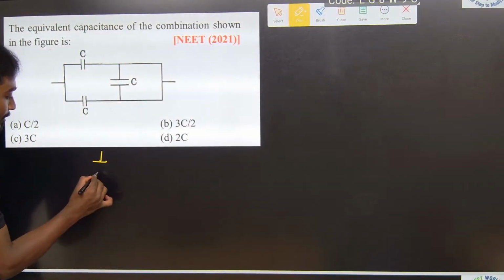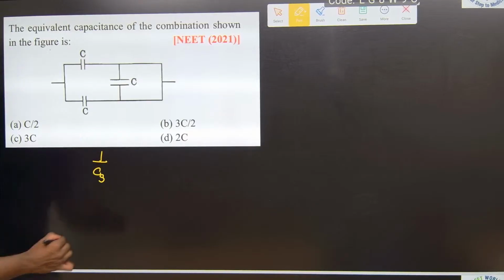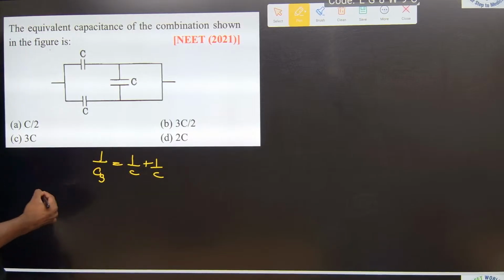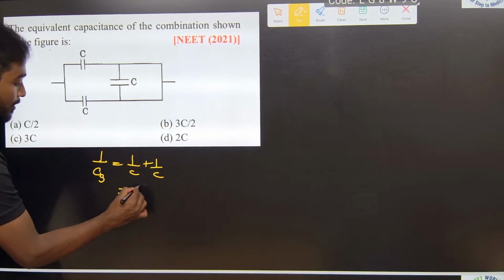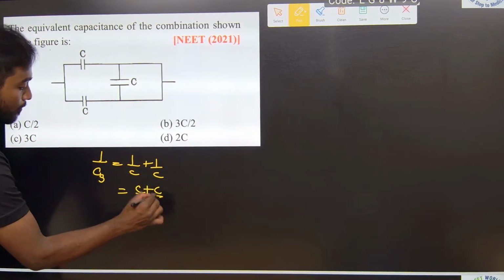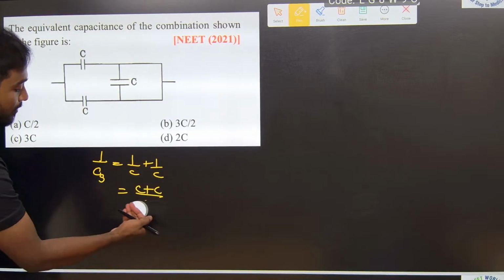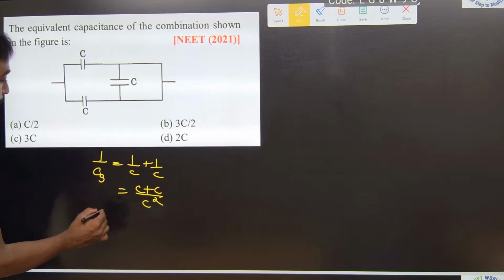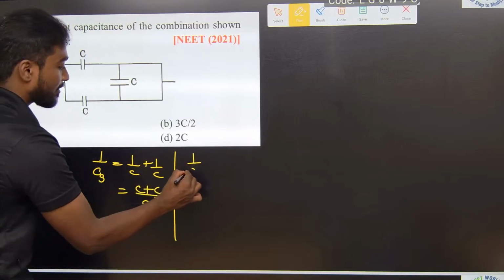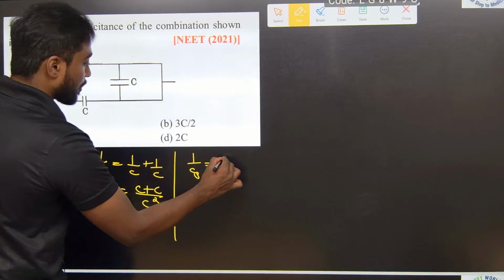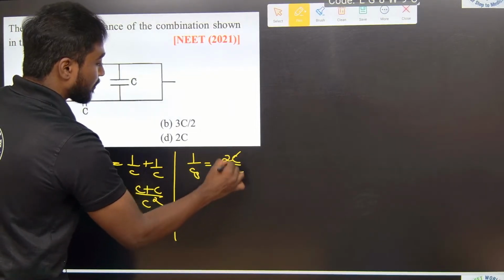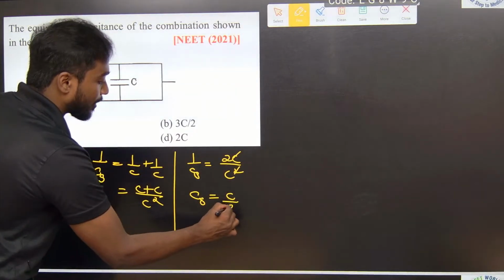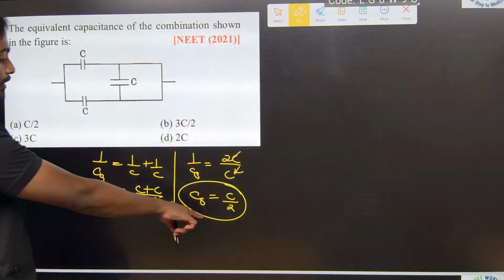1 by capacitance in series should be equal to 1 by C plus 1 by C, which is nothing but C plus C by C square. So 1 by Cs is equal to 2C by C square. C and C will get cancelled. So capacitance in series is nothing but C by 2 we got. This is the resultant we got.